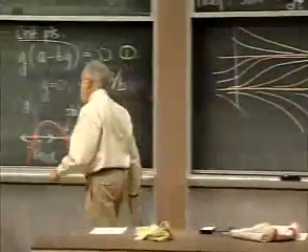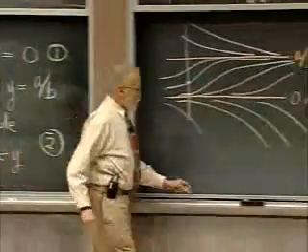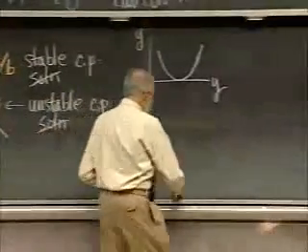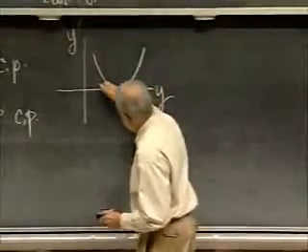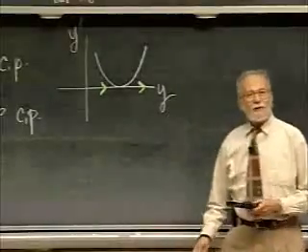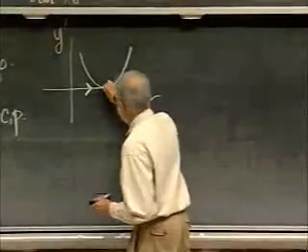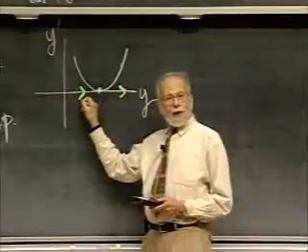What would the arrows look like then? Well, since it's always positive, the arrow goes like this, and then on this side, it also goes in the same direction. So is this critical point stable or unstable? It's stable if you approach it from the left.